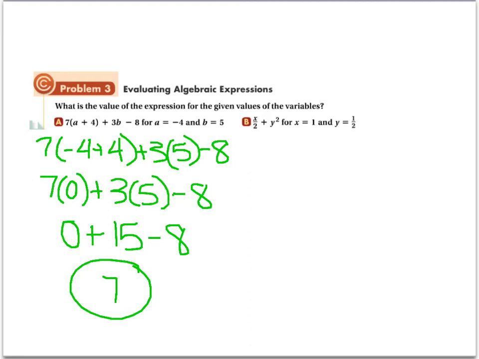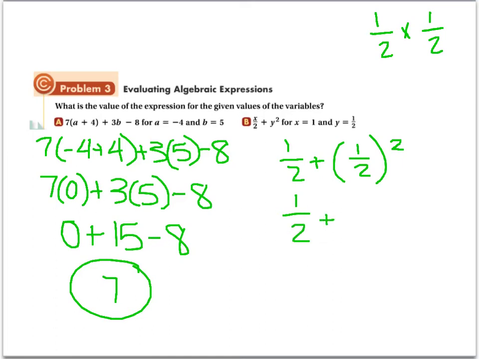Everyone do B on your own. And I'm just kind of going to come around and see what you get. Now, if you're squaring a number, you are taking that number multiplied by itself. Exactly. So 1/2 squared is just like saying 1/2 times 1/2. Remember, multiplying fractions, you multiply the numerators, multiply the denominators. So this is 1/2 plus 1/4.